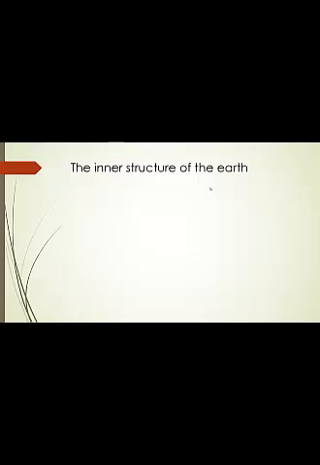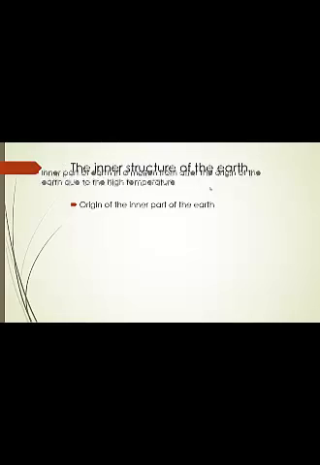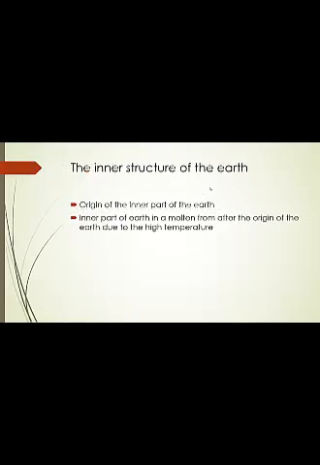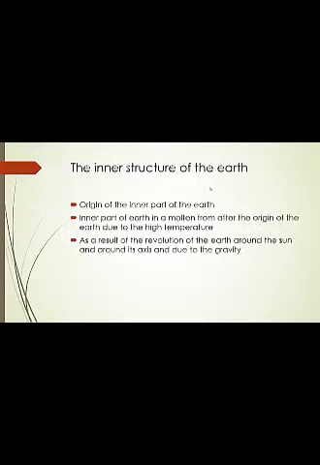The inner structure of the Earth. What is the structure of the Earth? Origins of the inner part of the Earth. The inner part of the Earth was in a molten form after the origin of the Earth due to high temperature. As a result of the revolution of the Earth around the Sun and around its axis, and due to gravity, the heaviest metals in density descended downward toward the center.